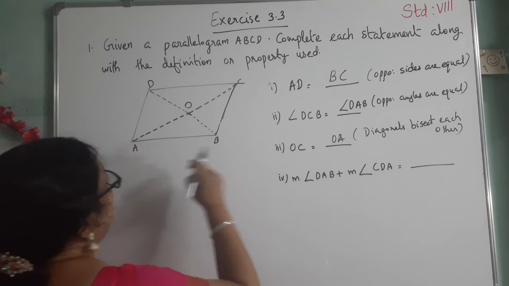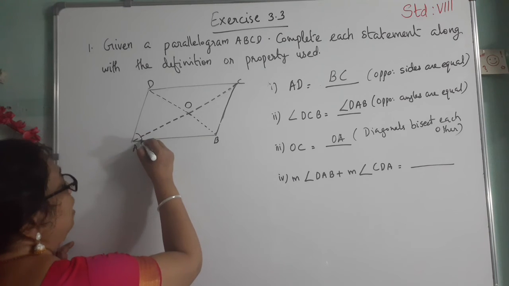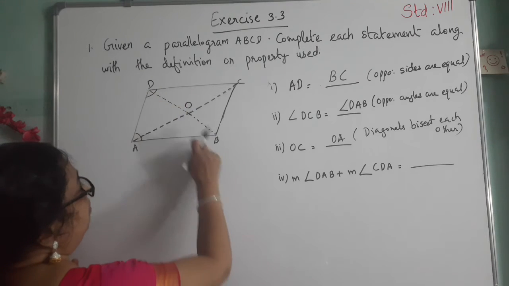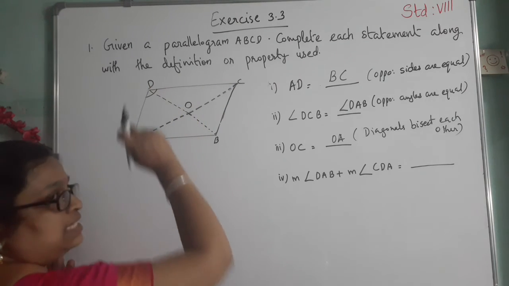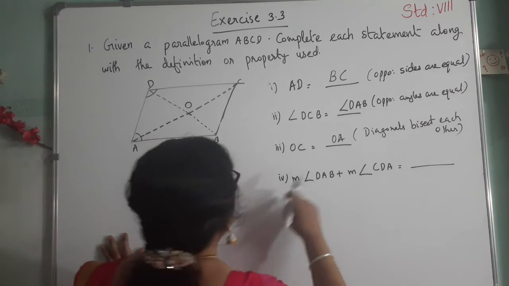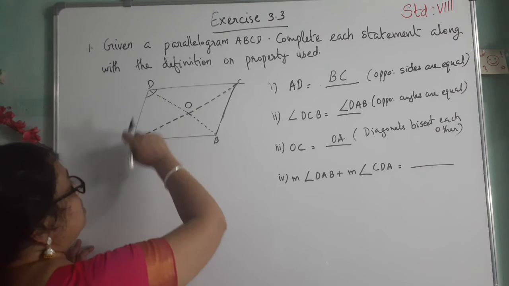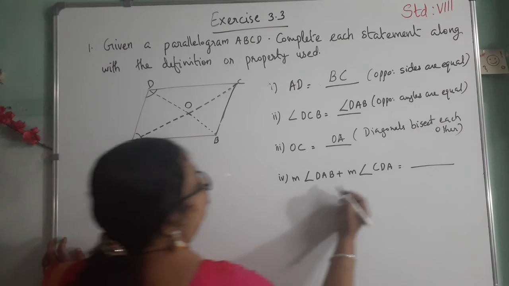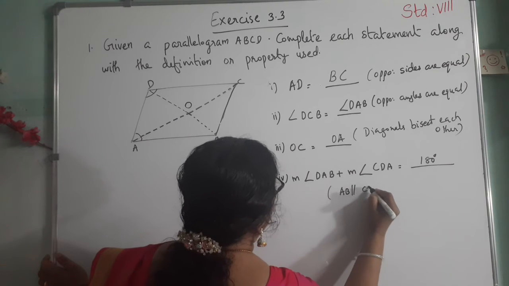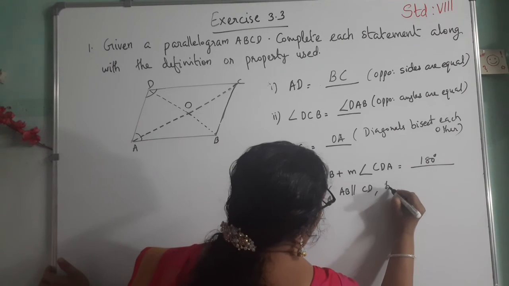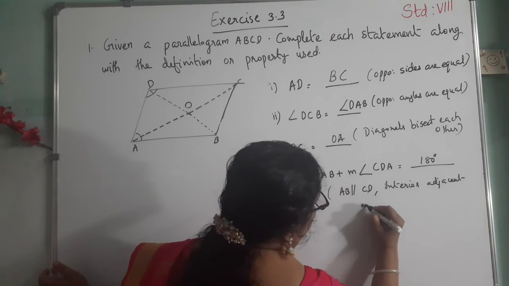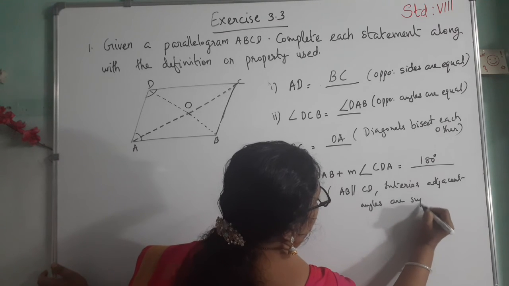Then last, measure of angle DAB and measure of angle CDA. These two angles: AB is parallel to CD, then AD is the transversal. These two are the interior angles on the same side of the transversal. So these two are supplementary. Adjacent angles of a parallelogram are supplementary, so adding these two we get 180 degrees. The reason is AB parallel to CD, interior adjacent angles are supplementary.